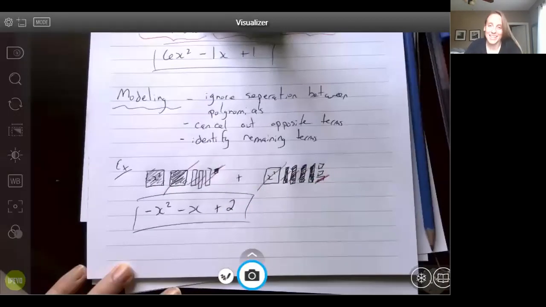Okay, so that is it for adding polynomials. Next step is subtracting.